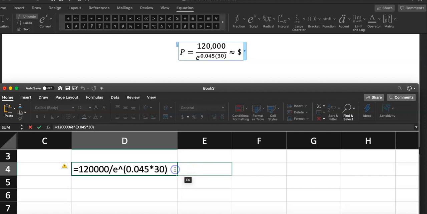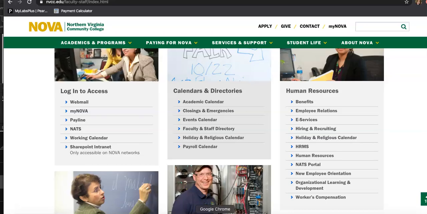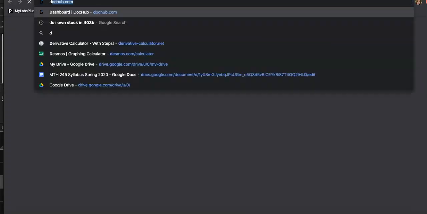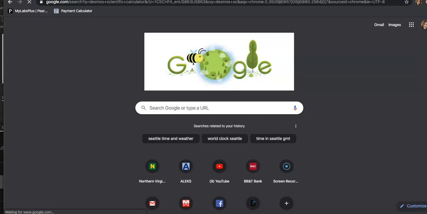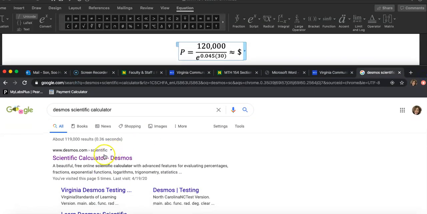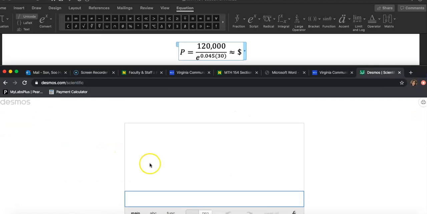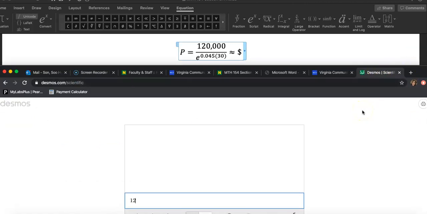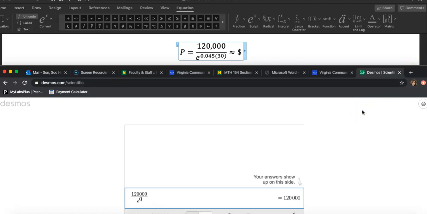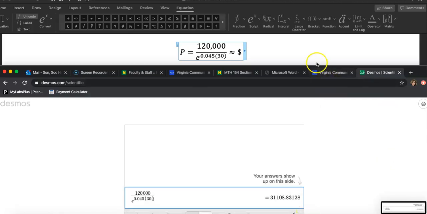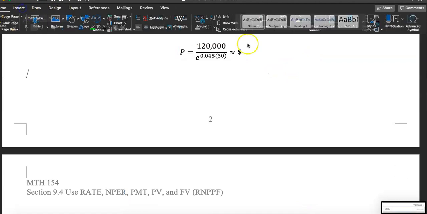I got my scientific calculator right next to me on my couch. Or I can go to, because I want to show you how I'm typing this in, the Desmos scientific calculator. I'm Googling a scientific calculator online so that I can evaluate that amount. 120,000 divided by e to the 0.045 times 30. Oh, this guy did a beautiful job evaluating. You see, I went to the Desmos calculator and they found the answer for me. Let me go ahead and bring this over here.